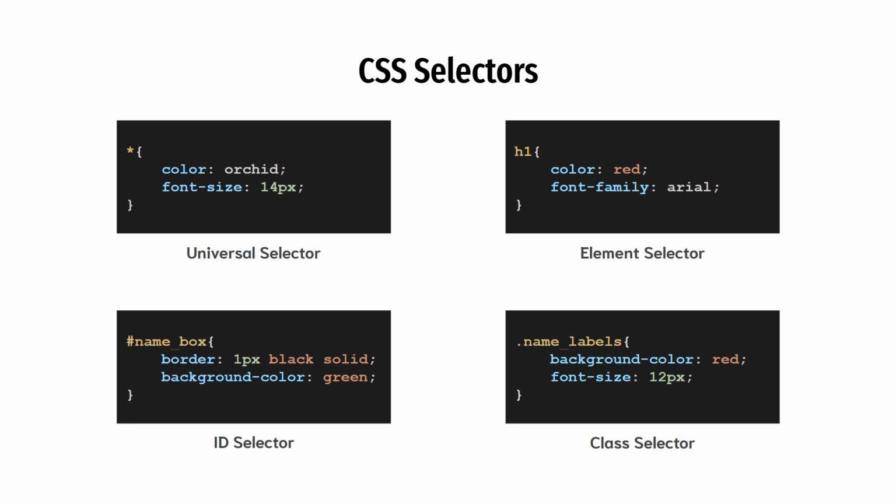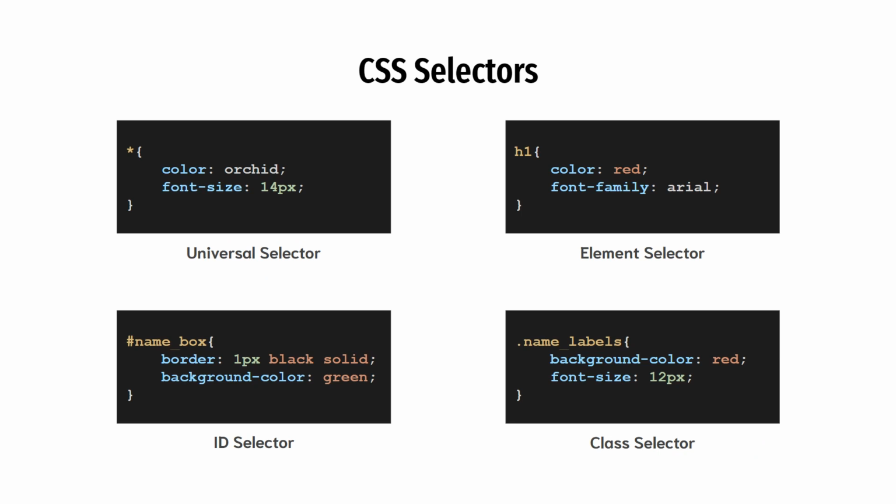The third type of CSS selector is the ID selector. We just write the ID of the element that we want to apply the CSS to and then we write the CSS. The CSS is applied only to that element which has that particular ID. The fourth type of CSS selector is the class selector. We just write the class name and then we write the CSS. The CSS is applied to all the elements with that class name.